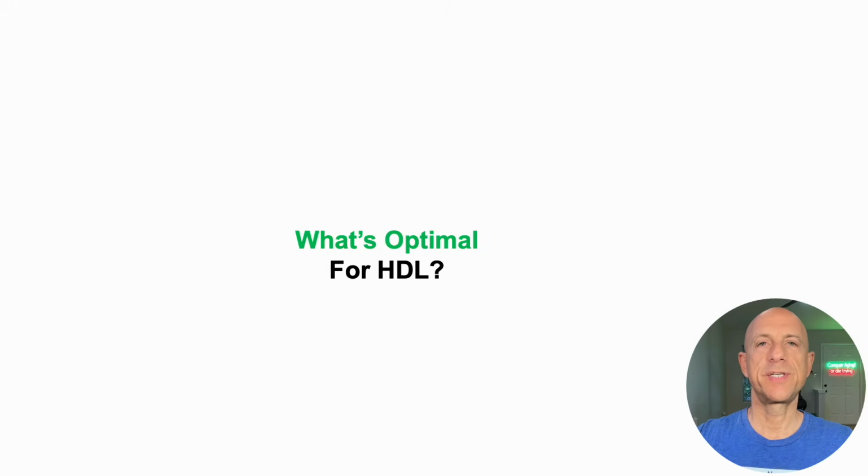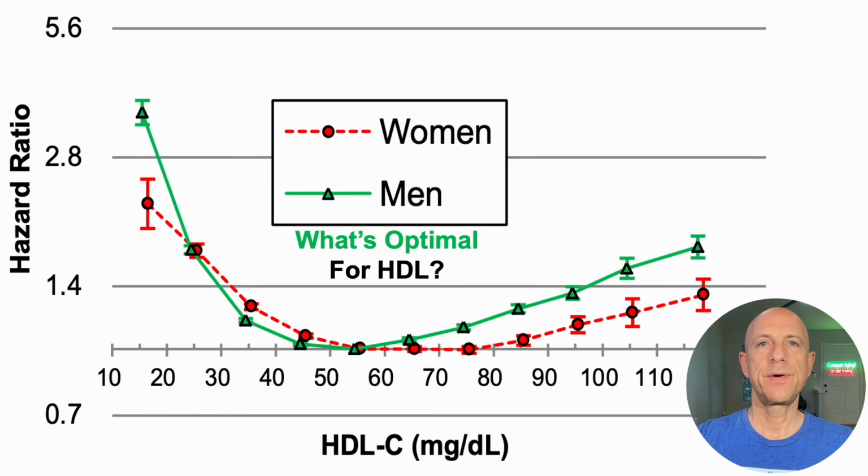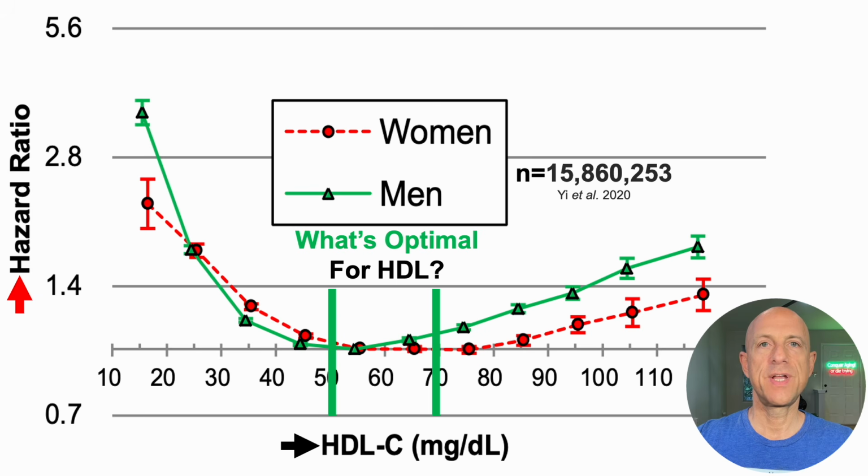What's optimal for HDL? That's what we'll start to see here. This is a study of almost 16 million people. On the y-axis, we've got the hazard ratio or risk of death for all causes, and that's plotted against HDL on the x. And then we can see that lowest risk of death for all causes was associated with the 50 to 69 milligram per deciliter range.